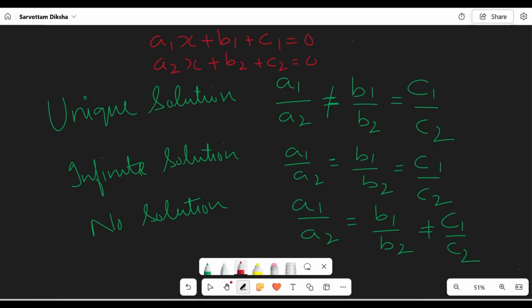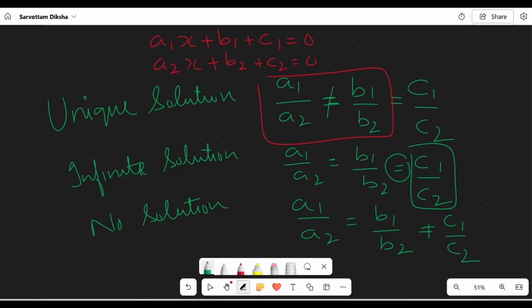If a1 by a2 is not equal to b1 by b2, it will be a unique solution. Now if a1 by a2 becomes equal to b1 by b2, I have two cases. One is the ratio becomes equal to c1 by c2. This is my infinite case. Basically, my lines are the same. And second is it is not equal to c1 by c2. Here we will have no solution.